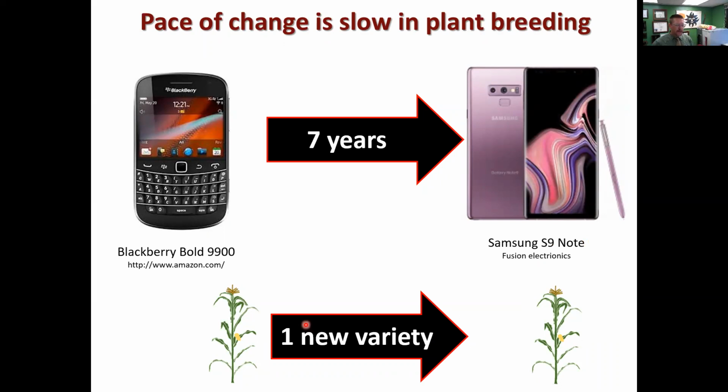Now, if we make an elite by elite cross, the pace is really slow by most people's standards. So I'm a Samsung fanboy. So my Samsung S9 Note was 7 years removed from this BlackBerry. Now that is a dramatic increase just in terms of every available feature in this product. When we compare that to a new variety of corn, that's all we can get in 7 years. So it takes 7 years to develop and release a new variety of corn, right?